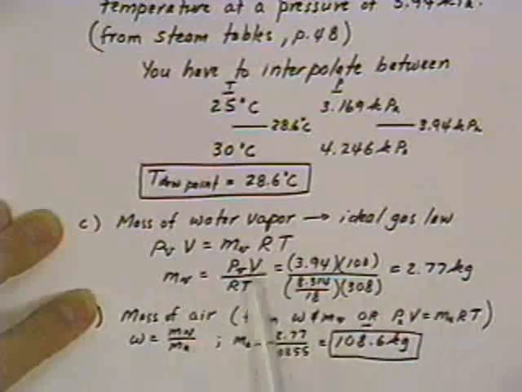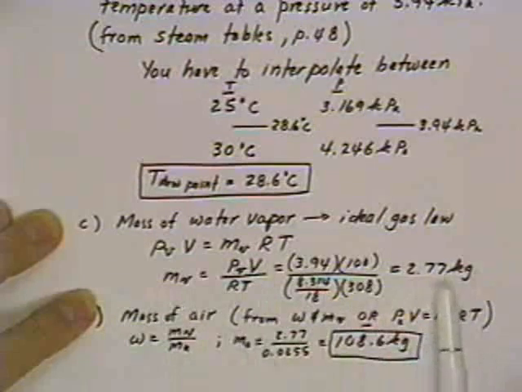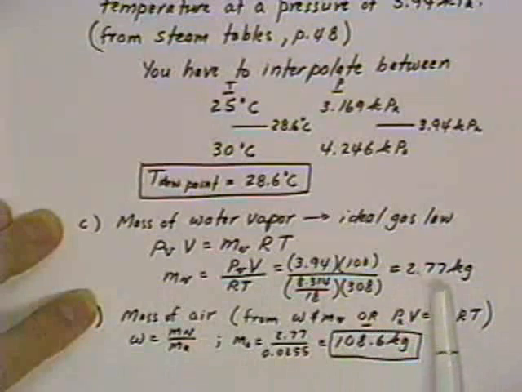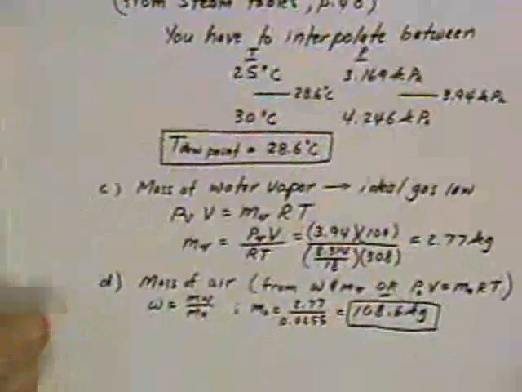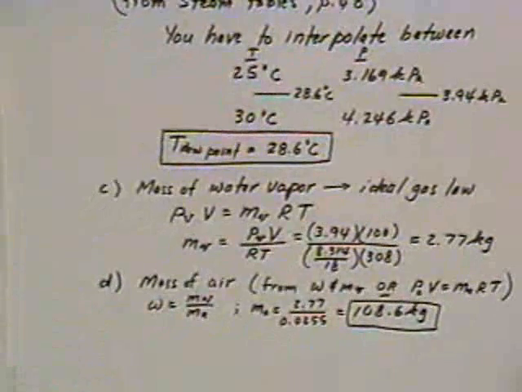So if we calculate this out using the ideal gas equation, PV = mRT, we find that 100 cubic meters of the air-water mixture contains 2.77 kilograms of water vapor. And so in this particular mixture, we have 2.77 kilograms of water vapor contained within this 100 cubic meters of an air-water mixture.